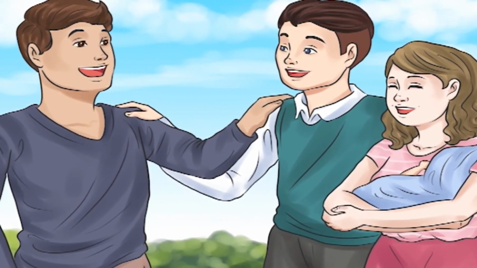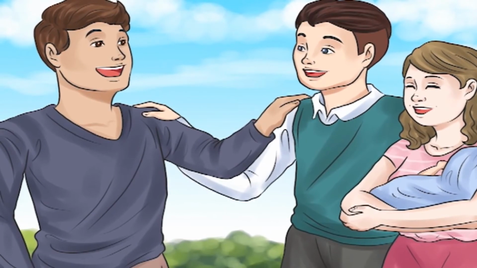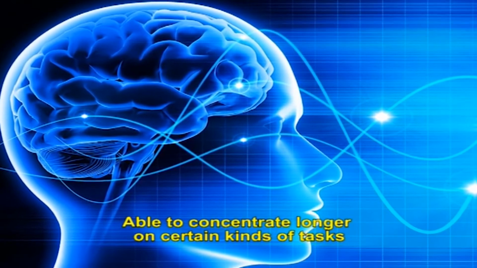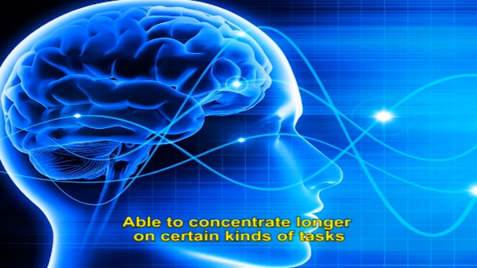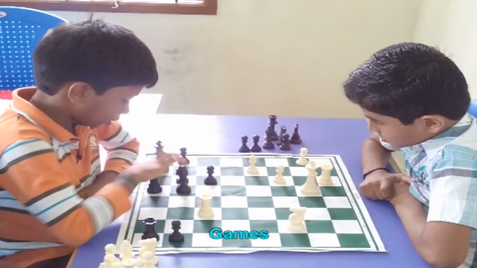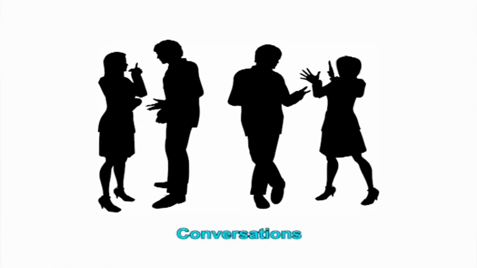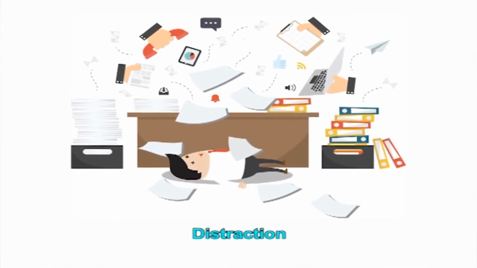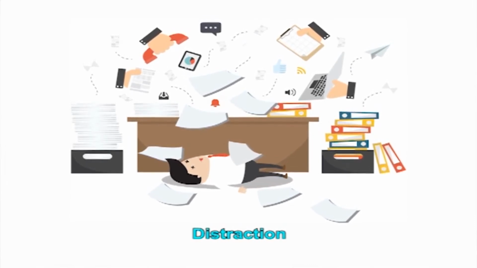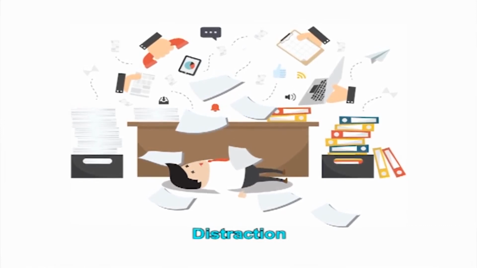Some people struggle to remain focused on conversations without becoming distracted. Those people actually lack span of attention. A person's attention span varies with context and the type of task. Some people are able to concentrate longer on certain kinds of tasks, such as games, reading, or conversations, than they focus on other types of tasks. Distraction-filled environments can decrease a person's attention span. People generally have shorter attention spans in loud, chaotic environments or sometimes when they are emotionally disturbed.